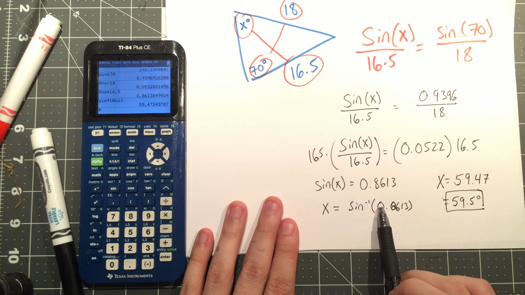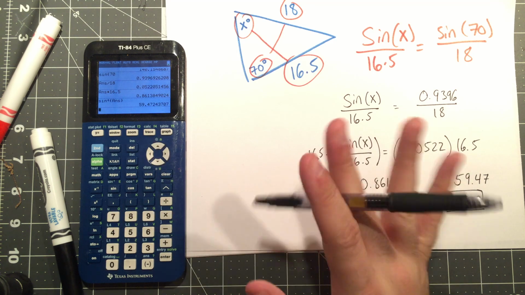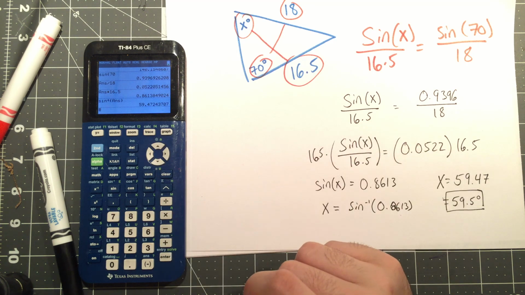It's a little harder this way, like I said, just because you're having to do a looking up on the table. It's going to fit right in between 59 and 60. So if you're looking at the table, use that. If you have your calculator, it'll give you the exact angle measurement. But I hope this made sense.